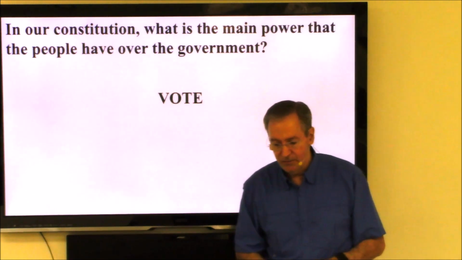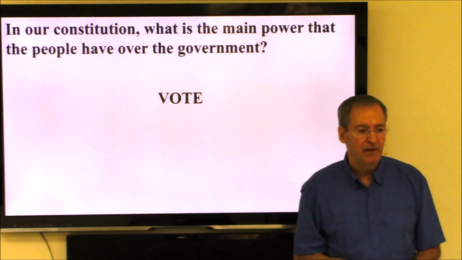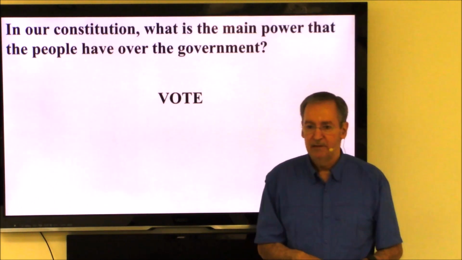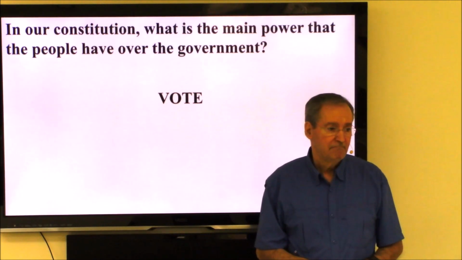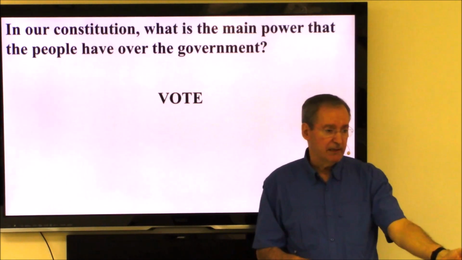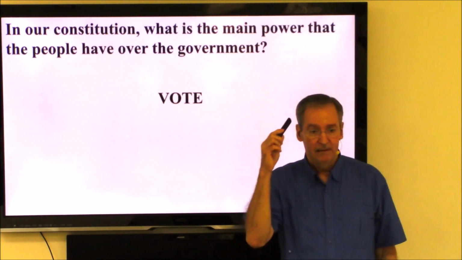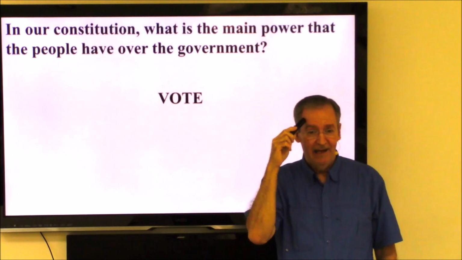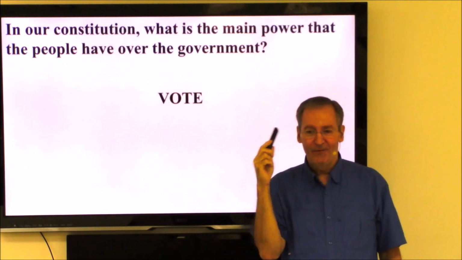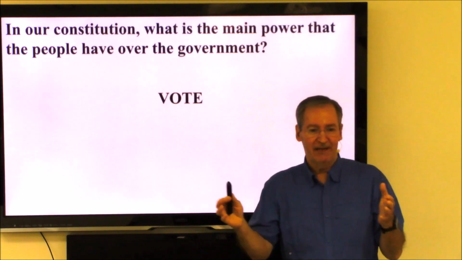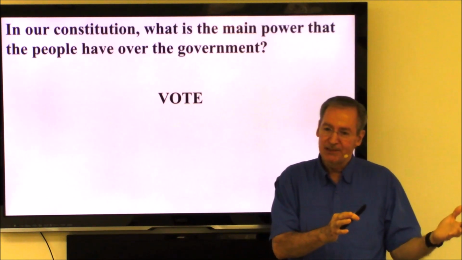In our Constitution, what is the main power that the people have over government? The vote. What does it take in order to vote? You have to be a citizen. You have to be registered. What else should it take? Learn what is up for grabs. Learn what this person stands for.